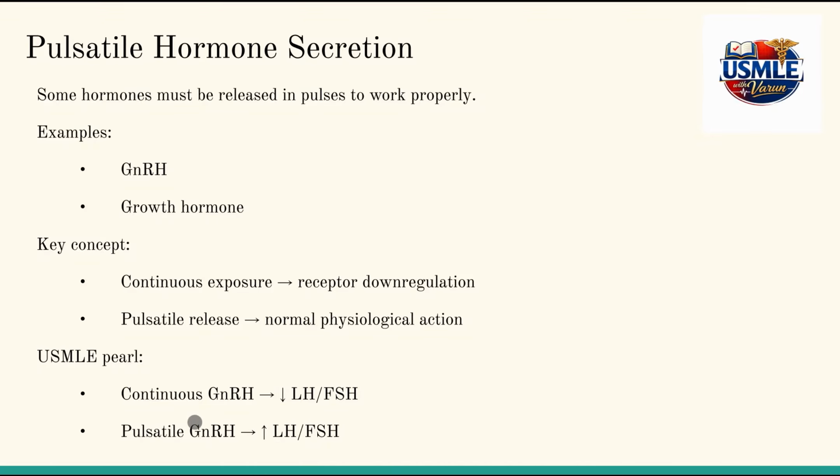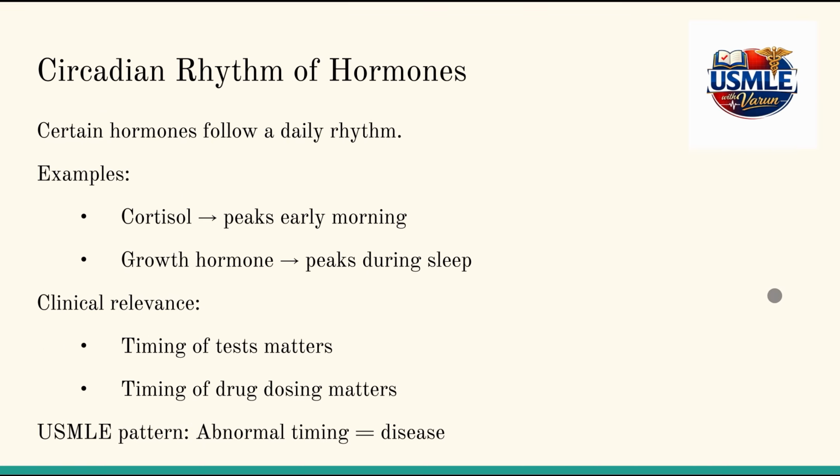So, whenever you give continuous GnRH, this could lead to a reduced LH and FSH, whereas when we give GnRH in a pulsatile manner, there can be increased LH and FSH with respect to increased release of GnRH in a pulsatile manner. So, when you give continuous GnRH, what happens is there is downregulation of these receptors in the pituitary and the hypothalamus, and so it would lead to reduced LH and FSH.